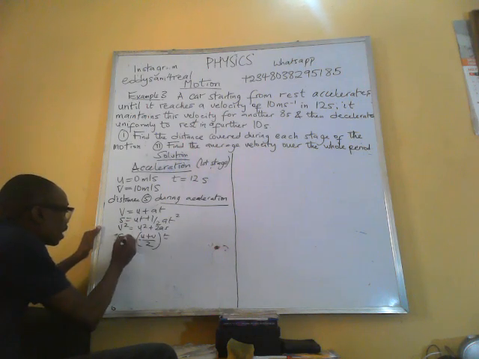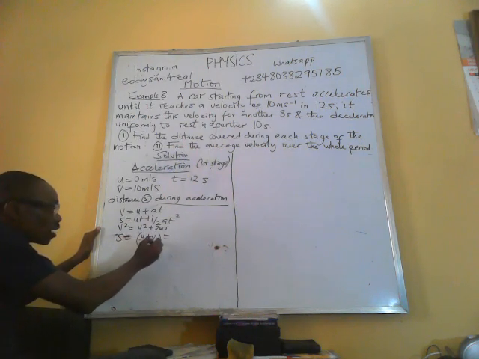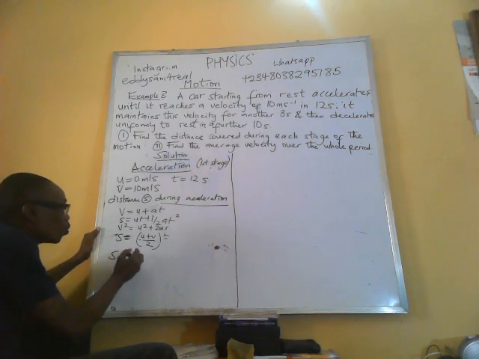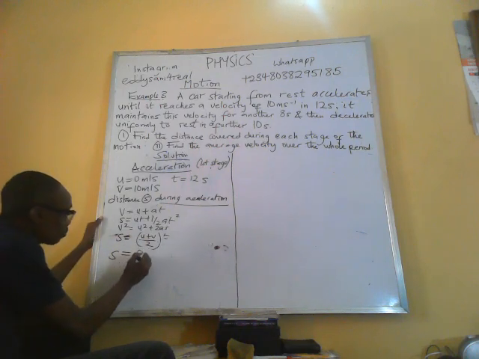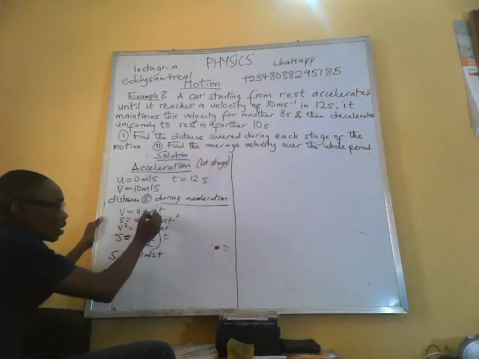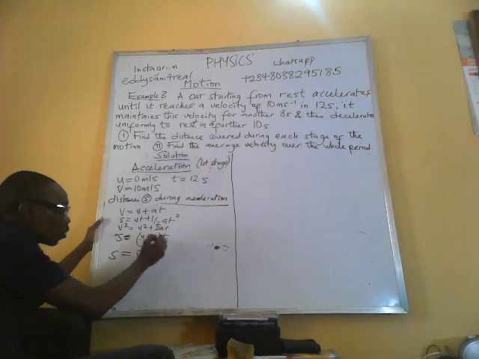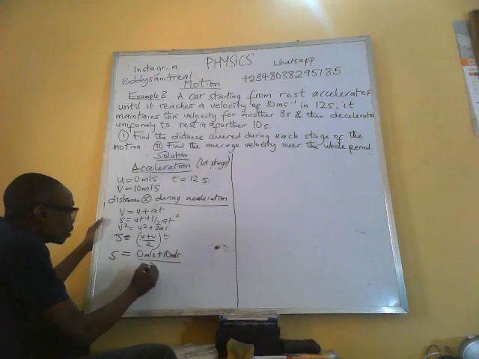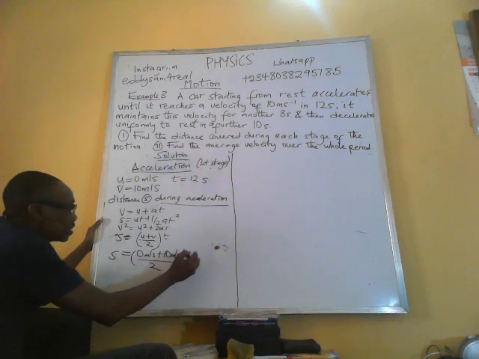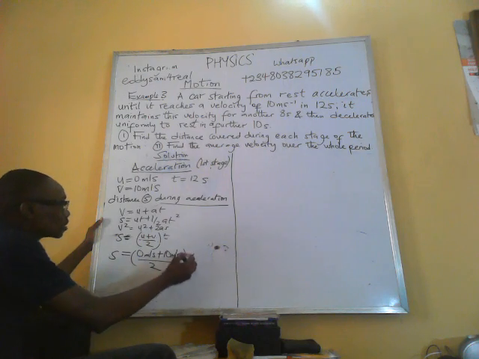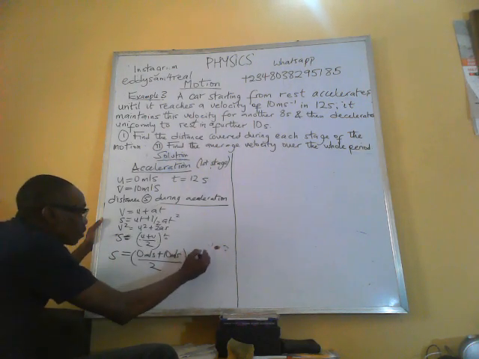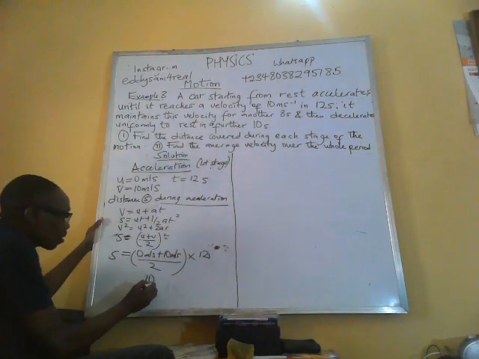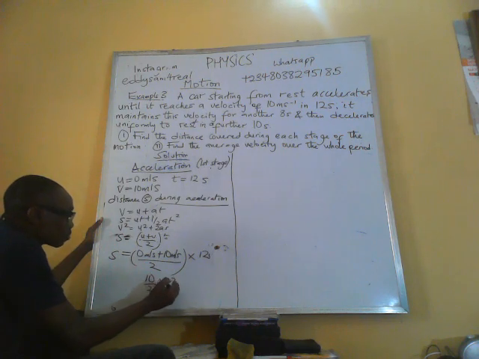So over here, what do we have? S is equals to U plus V all over 2 times T. So we have that S is equals to our U, which is initial velocity 0, our V, which is our final velocity, is what? 10 meters per second, all over 2 times T, which is time. Our time is what? Our time was 12 seconds. So 0 plus 10 gives us 10 all over 2 times 12.